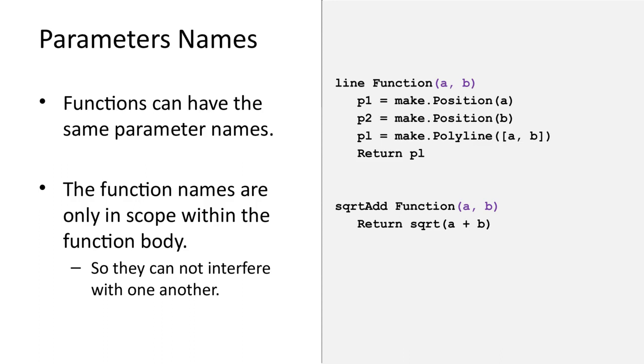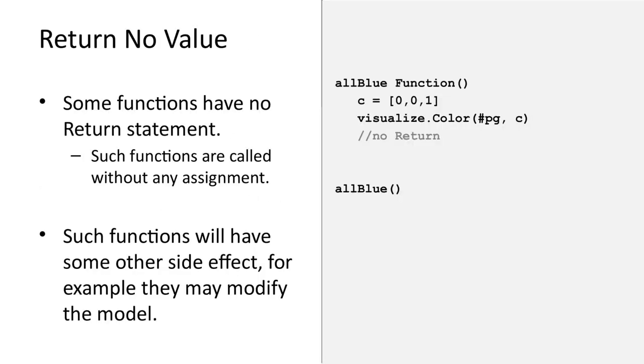Next, let's look at the values returned by a function. With regards to the value returned by the function, there are a few different possibilities. First, the example here is of a function that returns no value. The function body contains no return statement. You may wonder how such a function could be useful. But the function can still make changes to the model without having to return anything.